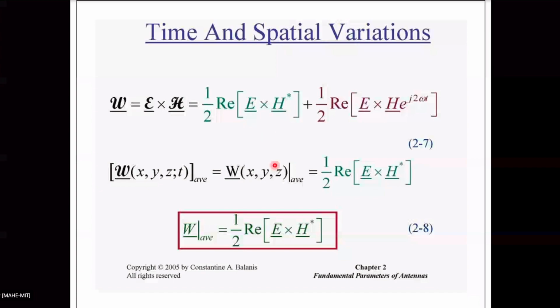So that is represented by capital W xyz average, and that is equal to half times the real part of E cross H star. The other part will not contribute any average power. Why? Because it is cos 2 omega t or sin 2 omega t. If you integrate, it will be 0 over one period. The average value will be 0.